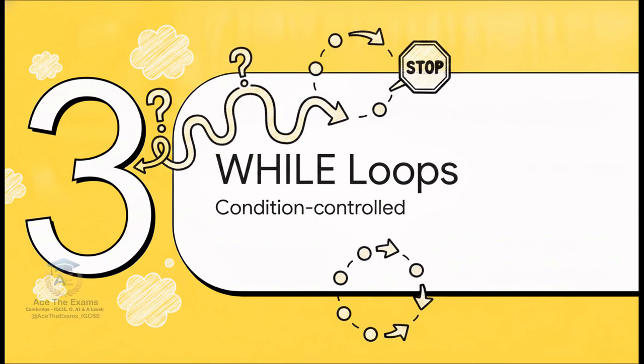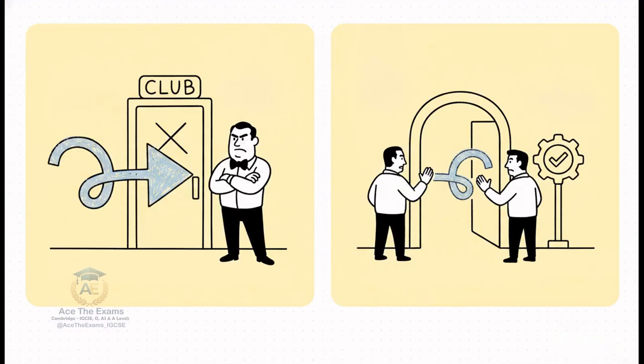Moving right along to Section 3, what if we don't have a predictable counter? That's where while loops come in, our condition-controlled loops. So these loops are built for those messy, real-world situations where the exact number of repetitions is just a complete mystery. For example, imagine repeatedly subtracting a random number from another until the result drops below 0. A for loop literally cannot handle that.